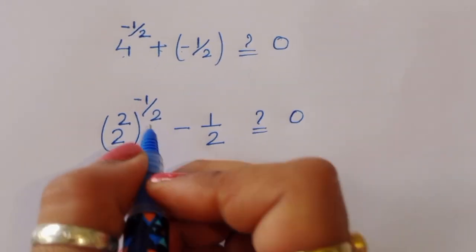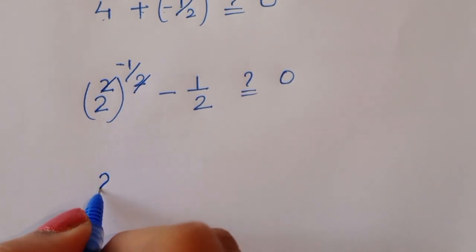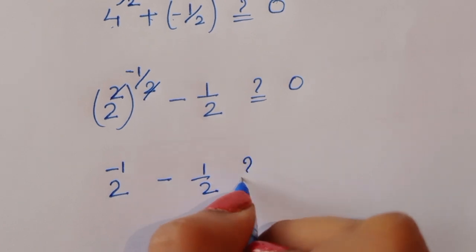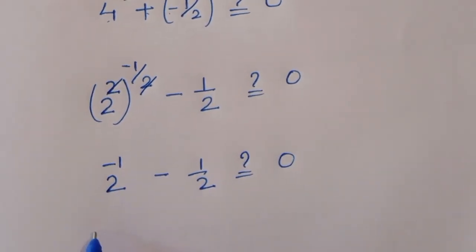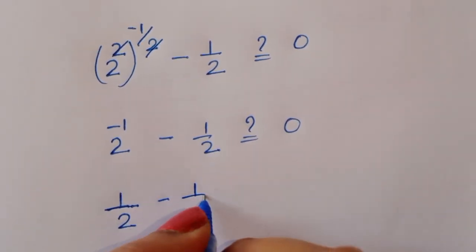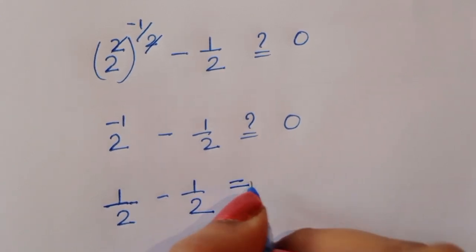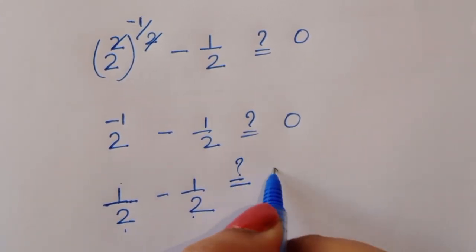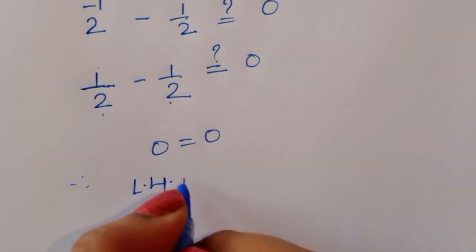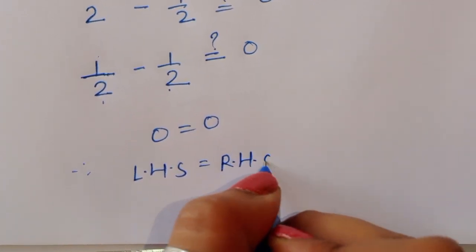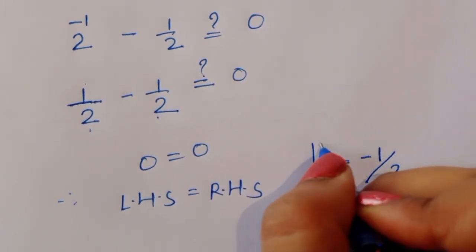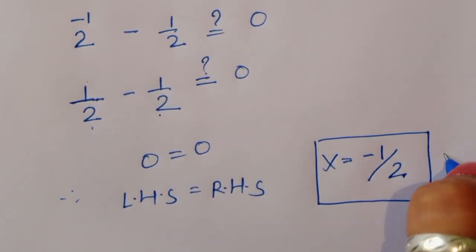Now this 2 will cancel with this 2, so we can write 2 power minus 1 minus 1 upon 2, question mark, 0. So 2 power minus 1 is 1 upon 2, minus 1 upon 2, equal to 0. So here it is equal to 0. Therefore we can say LHS is equal to RHS. So the value of x is equal to minus 1 upon 2. This is the correct solution of this equation. Thank you.